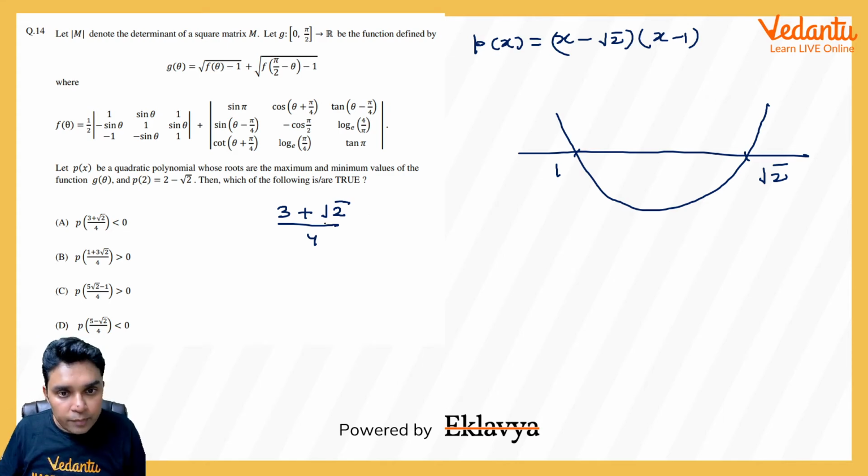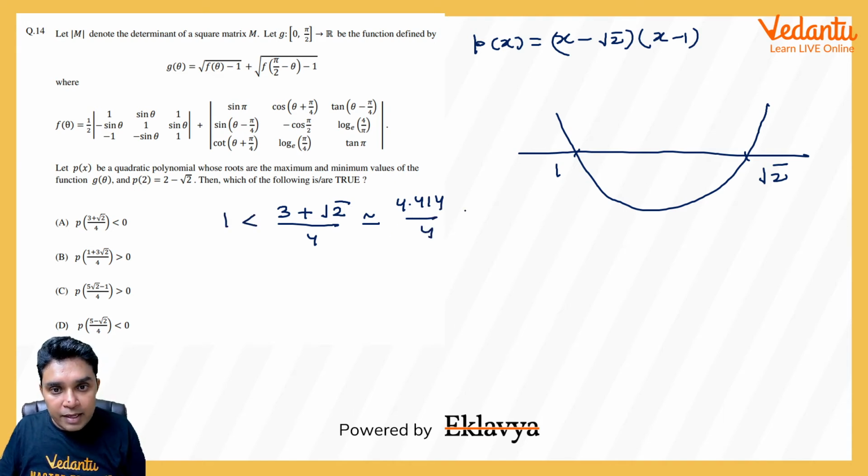So you can check this 3 plus root 2. Root 2 is 1.414, so that will become 4.414 by 4. You can check it will be greater than 1, but it will be lesser than root 2, isn't it? Because root 2 is 1.414, if you divide it by 4 it will be 1.1 something. So this will be lying between 1 and root 2. That means the value at (3 plus root 2) by 4 has to be negative.